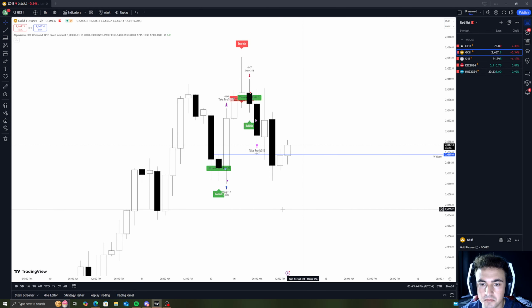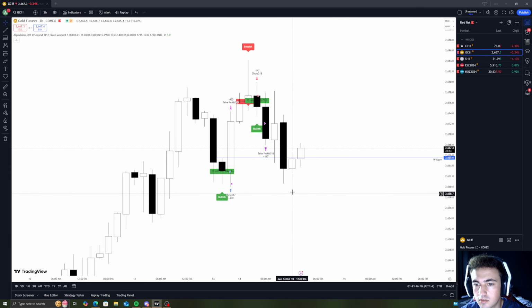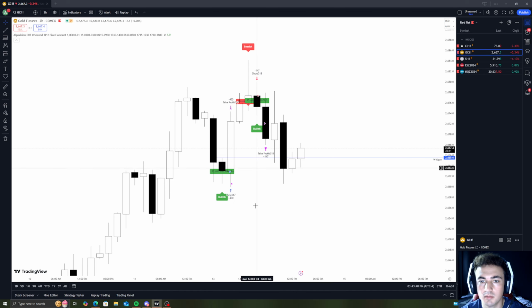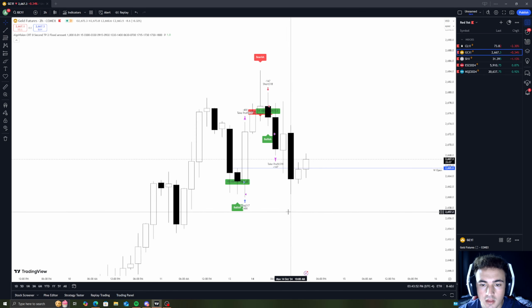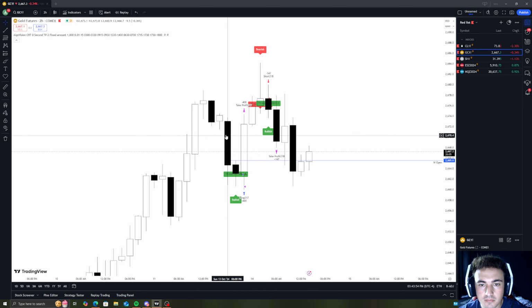So I'm going to be reviewing the gold futures trade that I took today, using the Algovision CRT indicator. So let's get into it.